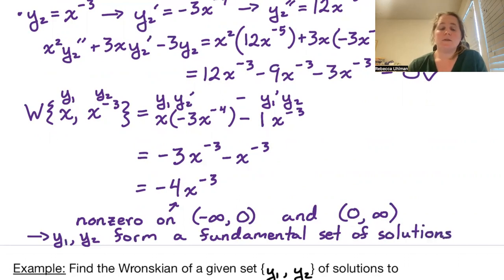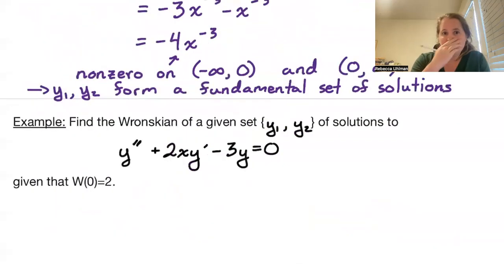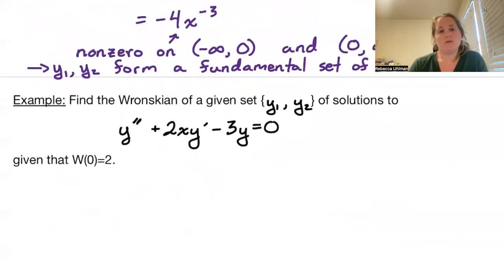So this is one use of the Wronskian. An alternative way of finding the Wronskian, if we have a differential equation, is that we can actually find the formula of the Wronskian without knowing the solutions, as long as we know the Wronskian of those solutions at one point. So let's go ahead and find the Wronskian of a set y1, y2 of solutions to y double prime plus 2xy prime minus 3y equals 0, given that w of 0 equals 2.